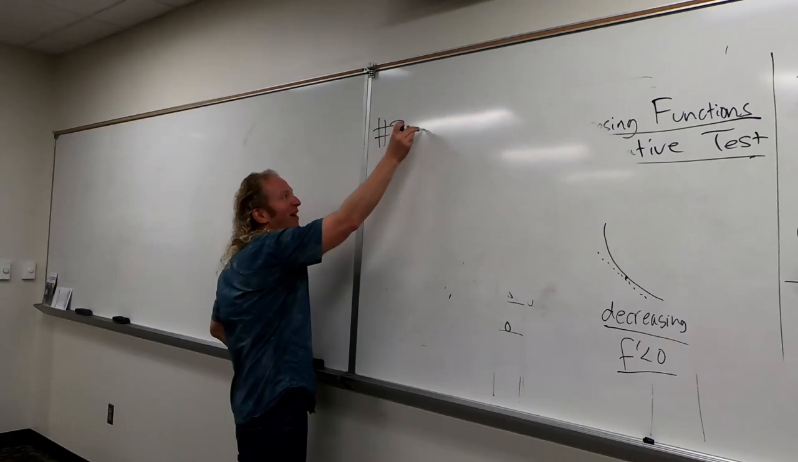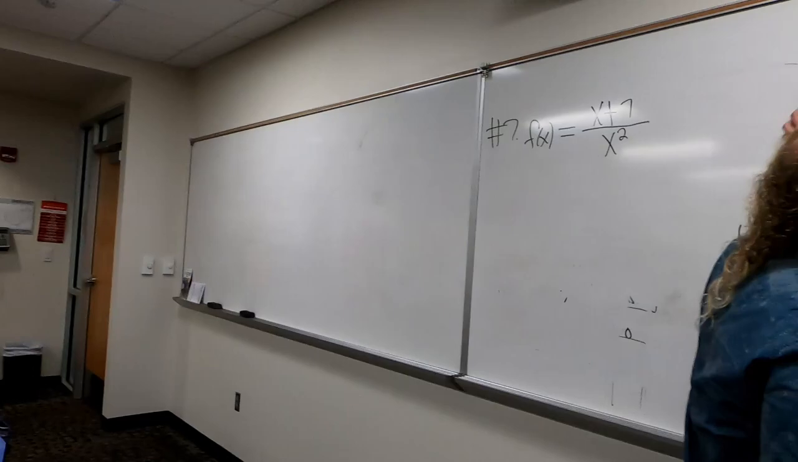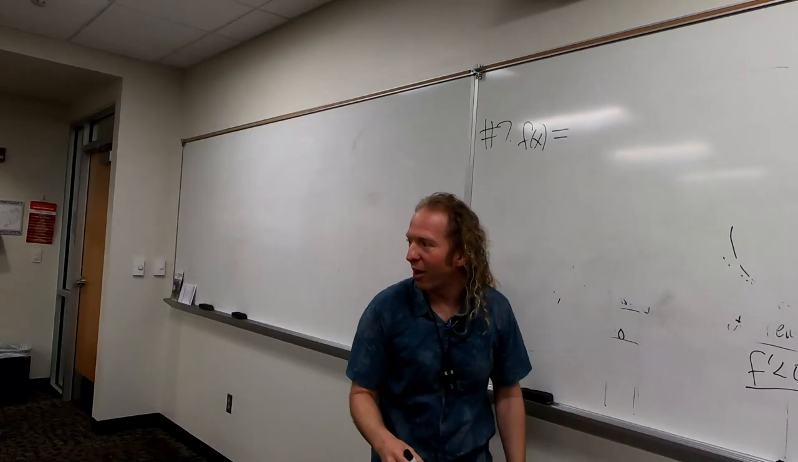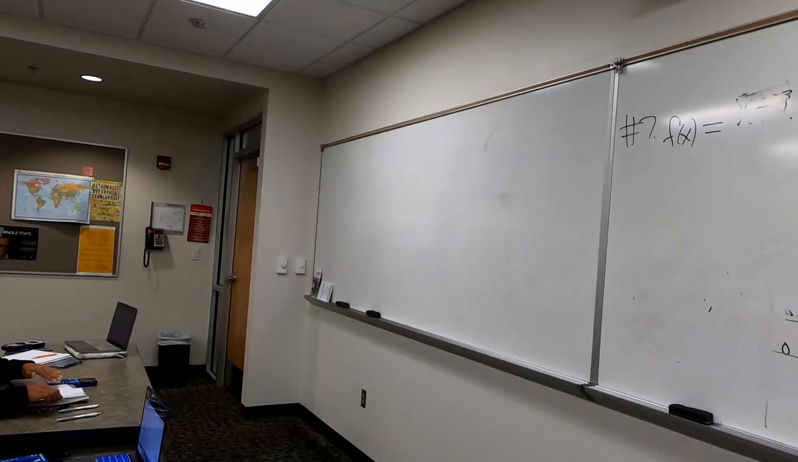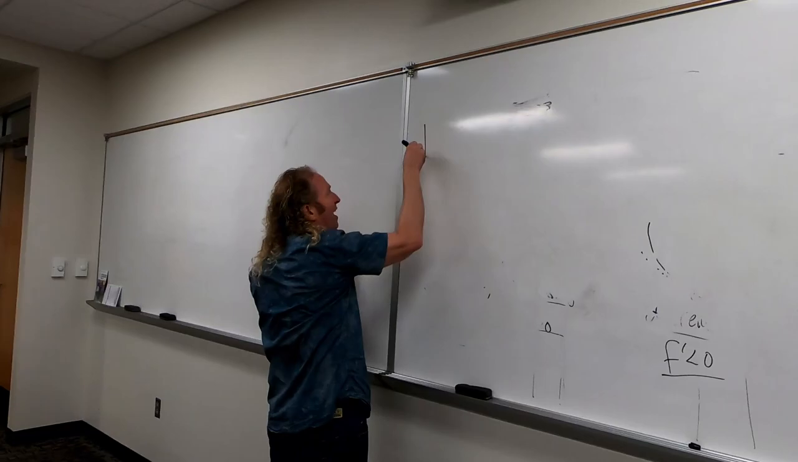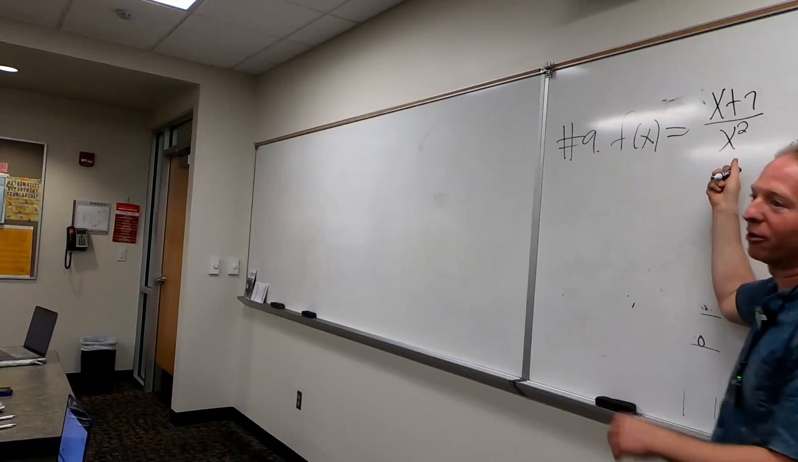So f of x equals, I already forgot what it was. Anyone have it? x + 7. Beautiful. And I guess it's the same thing as before. Is this 7 or 9? Which number did you say? The one with the fraction. So x + 7. Number 7 is a fraction. Number 9. I'm so sorry. I'm so bad. F of x equals x + 7 over x squared. Thank you. I want to do this. This one's harder. This one's good. Thanks.